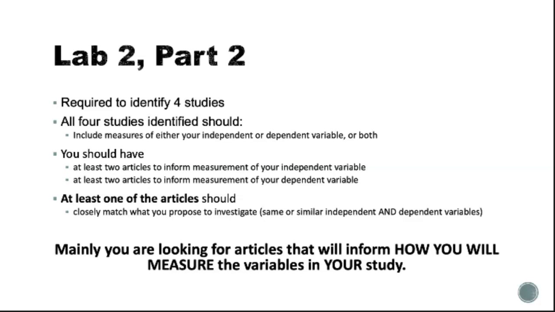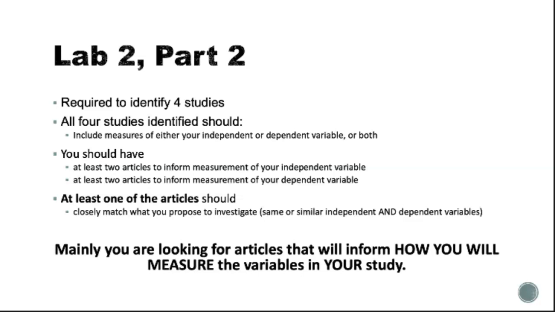You should, at a minimum, have at least 2 articles that inform the measurement of your independent variable, so at least 2 articles that tell you how to measure caffeine consumption, and at least 2 articles that inform your measurement of your dependent variable, so at least 2 articles that tell you how to measure GPA. And at least one of the articles should closely match your same independent and dependent variable. Ideally, all 4 of your articles would match both, but it may not be feasible to find 4 articles, but you do need at least 1. Ideally, if you can get more than that, that would be great.